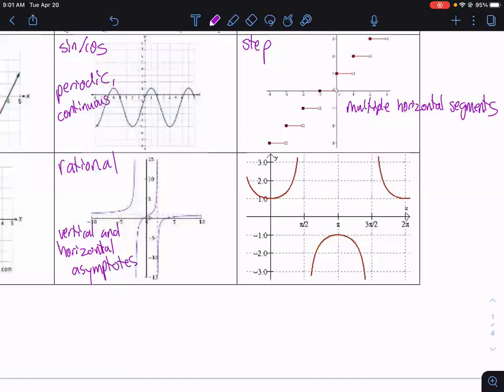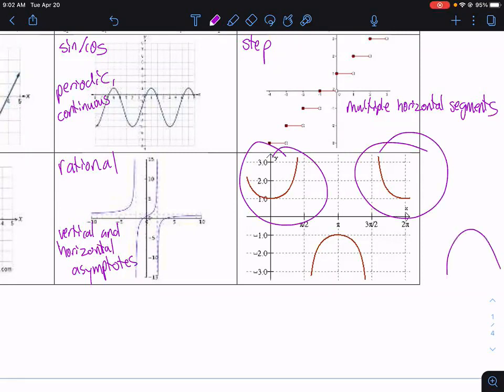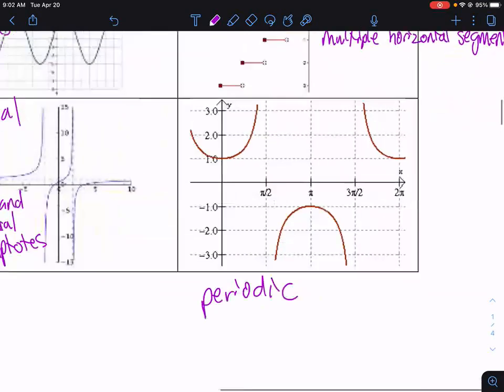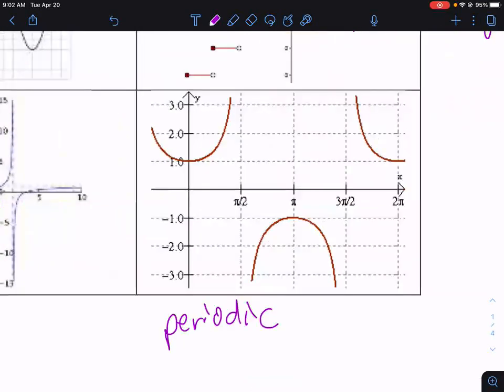Okay, and then lastly, here we've got a periodic graph, right? This is repeated over here, and then it would continue going in that pattern. So we know it's a trig function, and there's only one left, but if we didn't know that, what sets this apart from sine and cosine? Well, first of all, it's not continuous, right? It's got multiple vertical asymptotes.